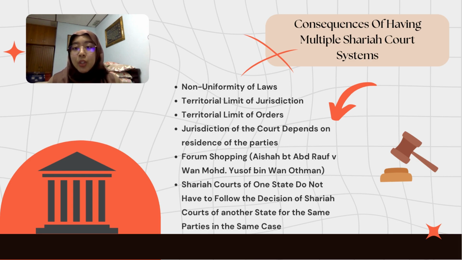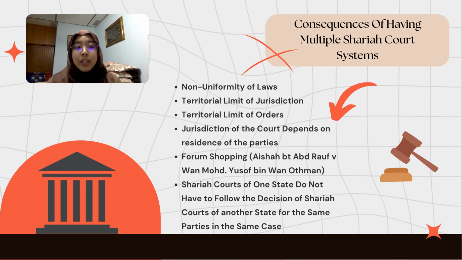The second one is territorial limit of jurisdiction. This means that Sharia court in one state has no jurisdiction to hear and determine a cause of action which has accrued in other states. Next is territorial limits of orders.